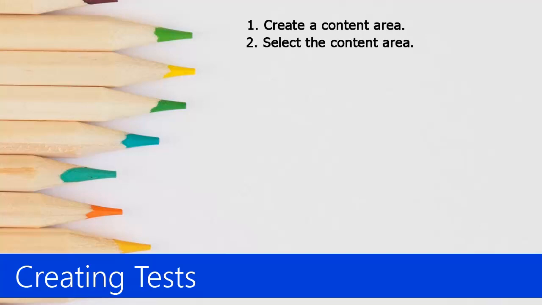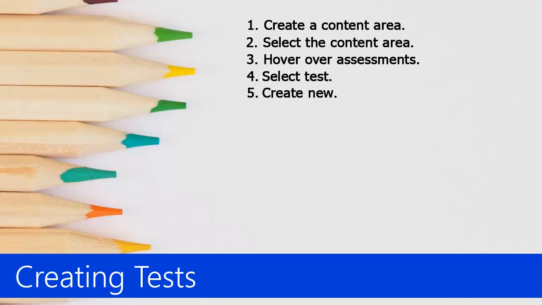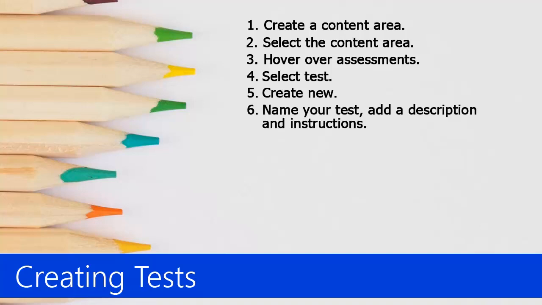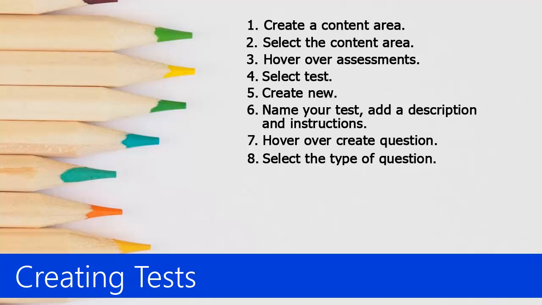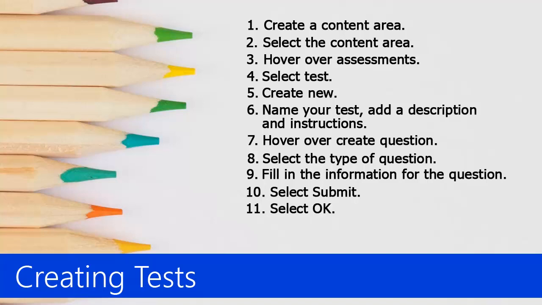Alright, that was a lot of information, so let's run through this first half one more time. First off, we're going to create a content area. We will then select the content area, hover over Assessments, select Test, create new, name your test, add a description and instructions, hover over Create Question, select the type of question, fill in the information for the question, select Submit, then select OK.